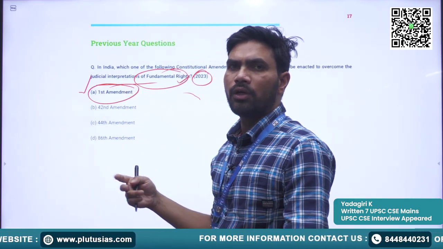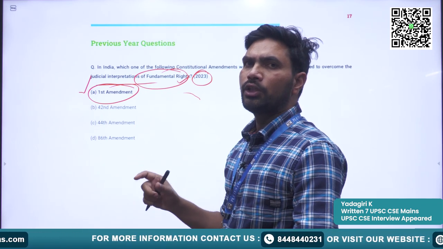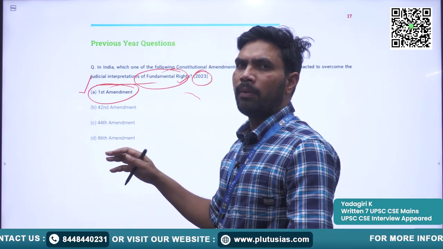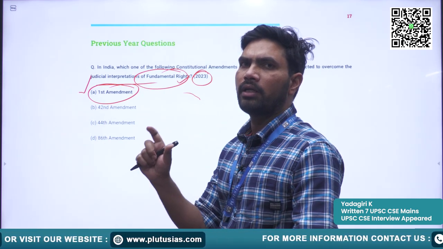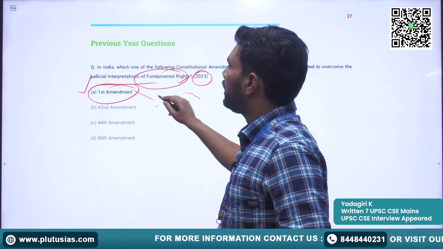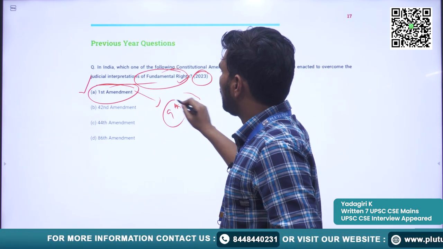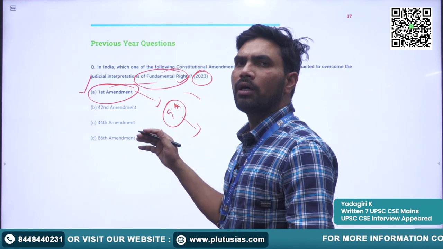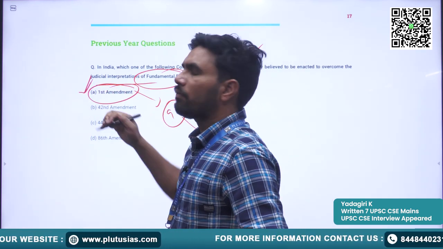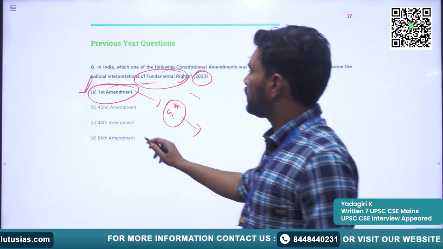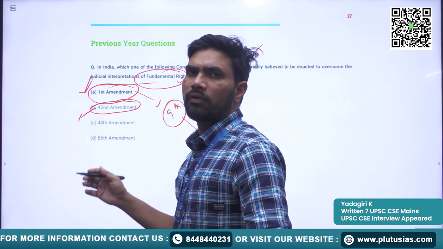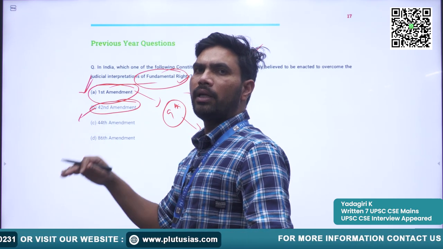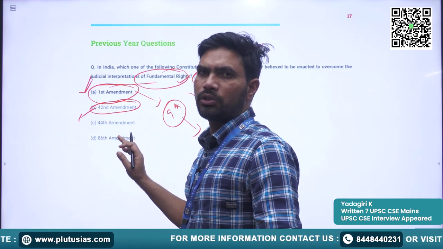The government was trying to implement the land reforms acts. However, the judiciary declared those laws or acts null and void because they were violating the fundamental rights of the people, especially the fundamental right to property. To overcome that, the First Amendment was made, and through that the Ninth Schedule was created, and all the laws pertaining to land reforms were kept in this Ninth Schedule, and put out of the purview of judicial review. So the option is A, First Amendment Act. Do not confuse it with the 42nd Amendment Act, because a lot of changes were made there also. But the changes were not only pertaining to fundamental rights. Many other aspects were amended through the 42nd Constitutional Amendment Act.